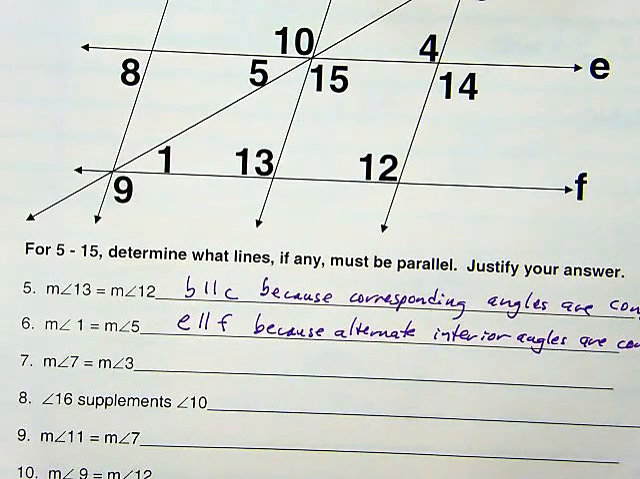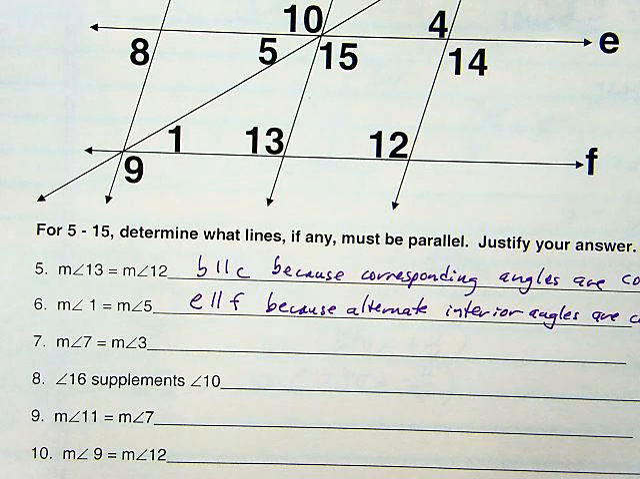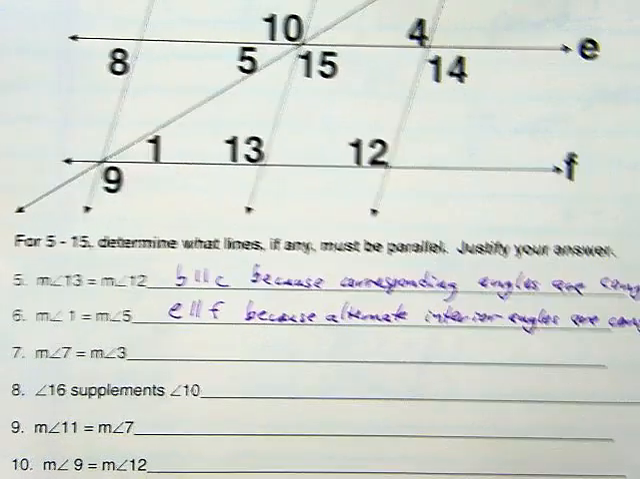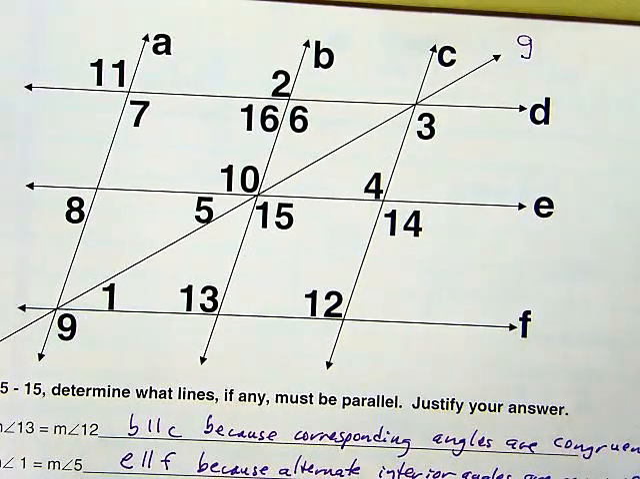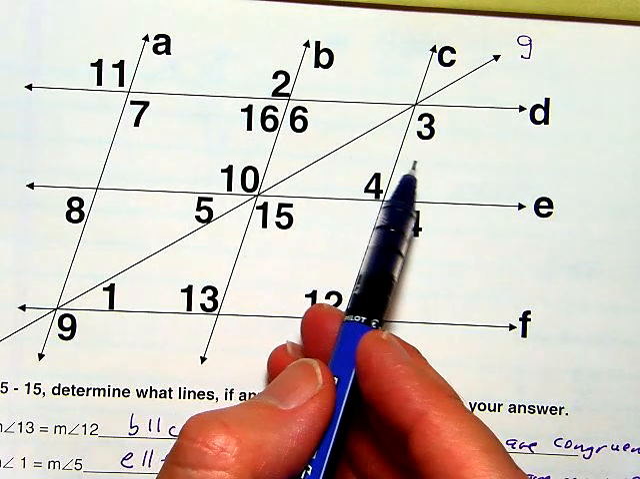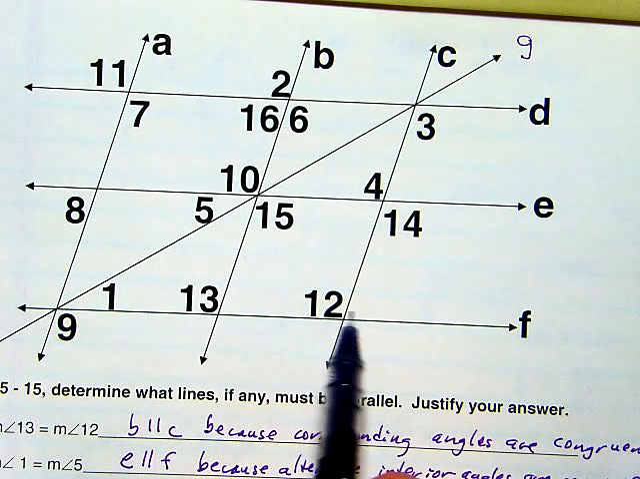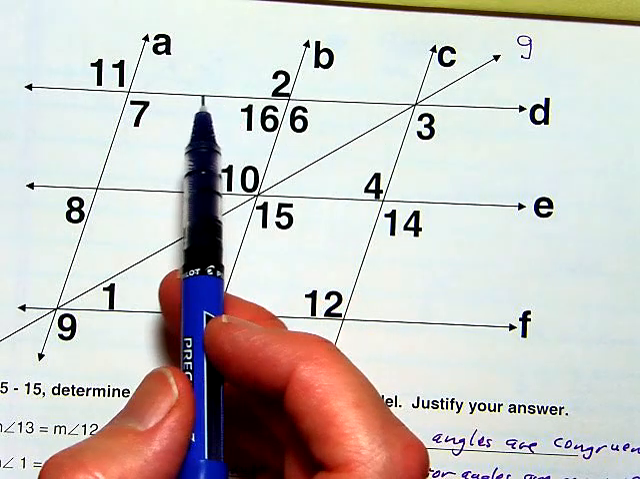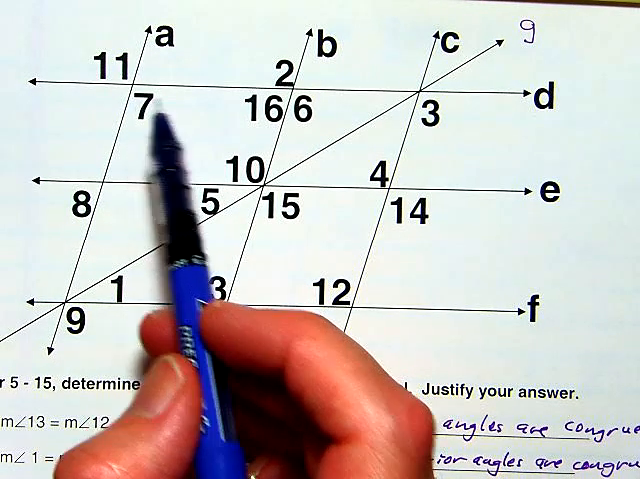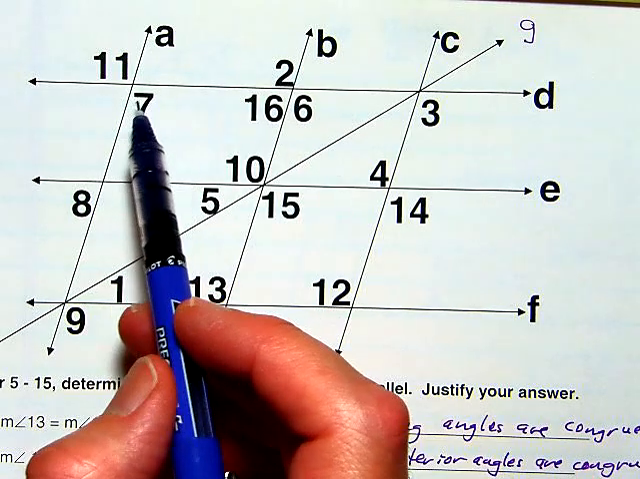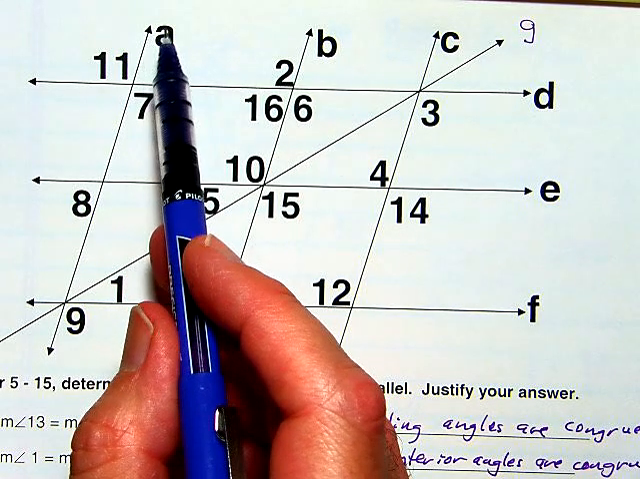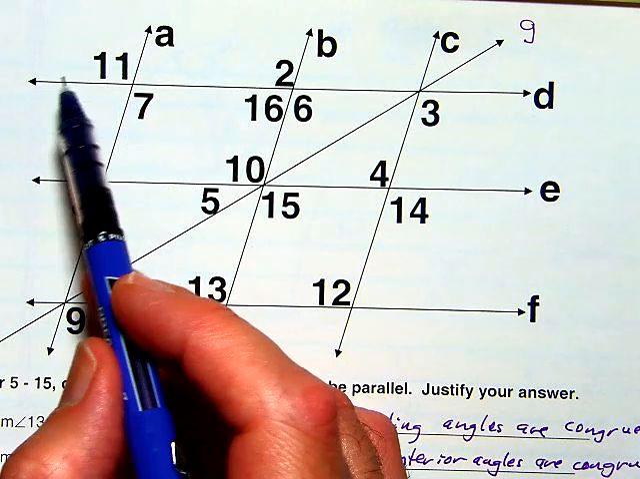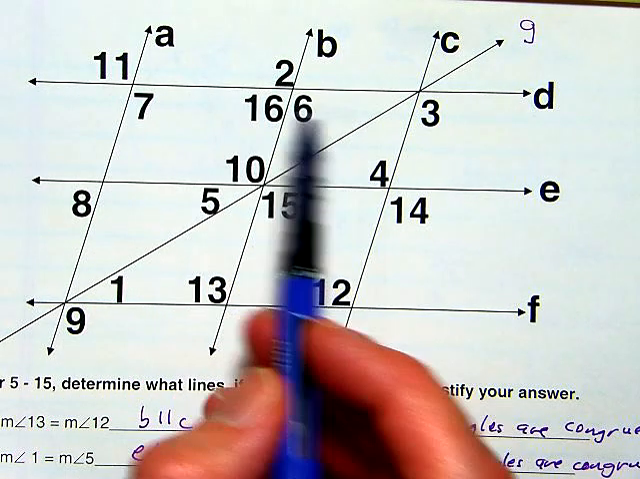So let's go on to our next question. The measure of angle 7 equals the measure of angle 3. Okay, so those two angles are congruent. Let's find angle 7 and angle 3. Well, angle 7 is over here, angle 3 is over here, and we've got lots of lines in between. But let's narrow this down to only the lines that make up angle 7 and angle 3. So which lines make up angle 7? Line A, and line D. Those are the only two lines that make up angle 7.